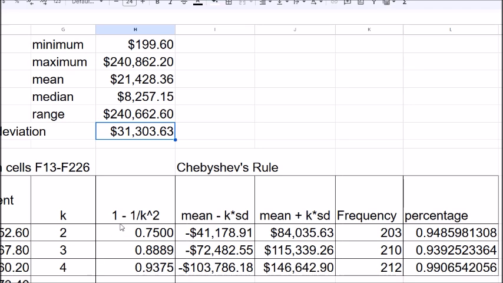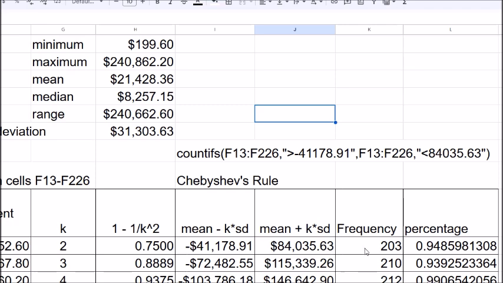And then it will give us the standard deviation. When k is 2, 1 minus 1 over k squared is 0.75. And then the mean minus k times the standard deviation, we calculated this earlier. It's negative 41,178.91 cents. The mean plus k times the standard deviation is $84,035.63. And now let's get Google Sheets to count how many values of the GDP per capita data are between these two numbers.